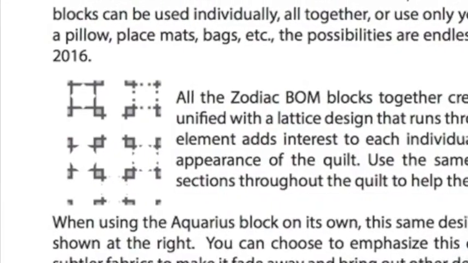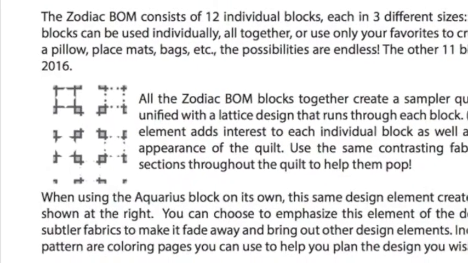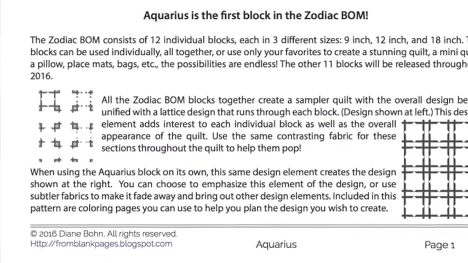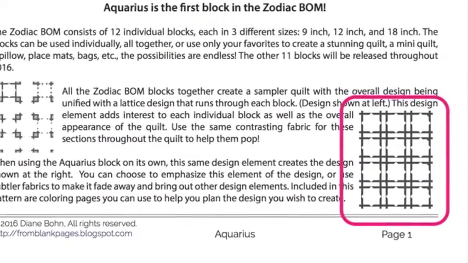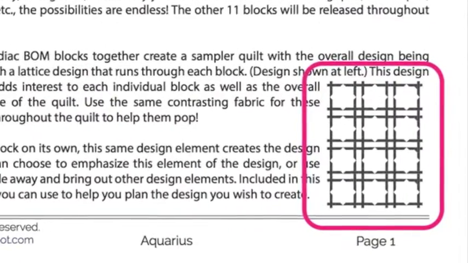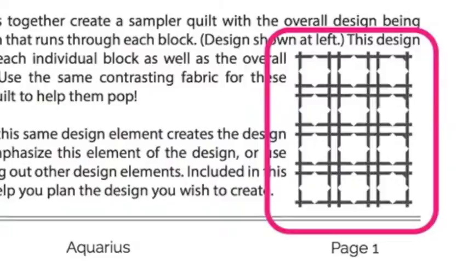At the bottom of the first page, I introduce the Zodiac BOM series and point out the lattice design that is created when using all of the patterns together to make a sampler quilt. I also show you the lattice design that is created when using only the Aquarius block on repeat. Each pattern will include its individual lattice design.